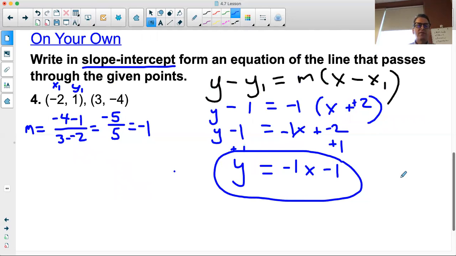So in this case, you're given 2 points. From the 2 points, you find the slope. And then you use the point-slope form relationship to start your equation. And then the last step is just to convert it back to slope-intercept.